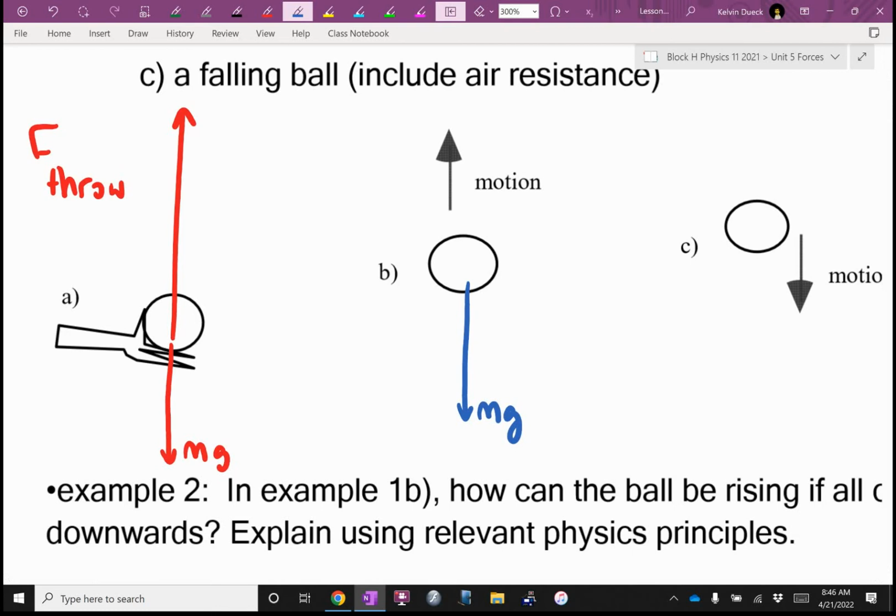Which way is air resistance going to be pointing, folks? Which way is the ball moving? Opposite direction of motion. Down. I'll put it right beside.